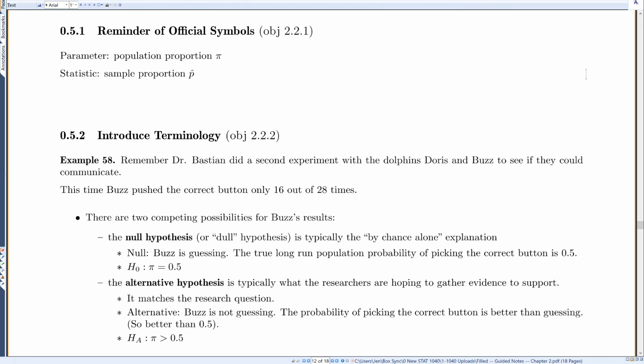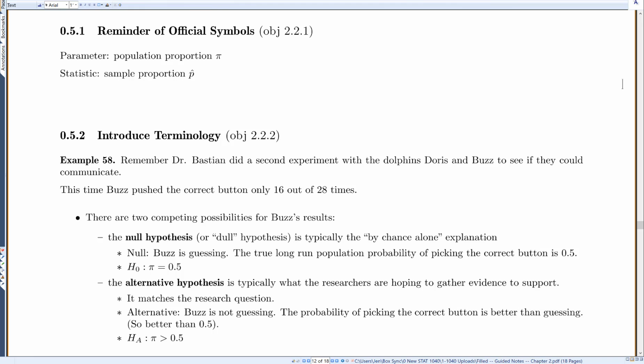Let's introduce terminology here. Remember, Dr. Bastian did that second experiment with the dolphins Doris and Buzz to see if they could communicate, and Buzz pushed the correct button only 16 out of 28 times. We did this example in my video in our last set of notes. So there are two competing possibilities for Buzz's results, assuming that it's a good study and nothing else is happening.